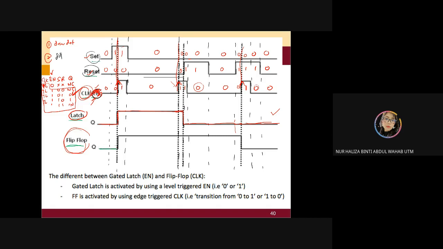Continue until you stop because you meet your positive clock. At this line, what is the value of my input? Now my value is 1 and 0. 1 and 0, similar to the table, you're going to have 1. That's why you make your output 1.